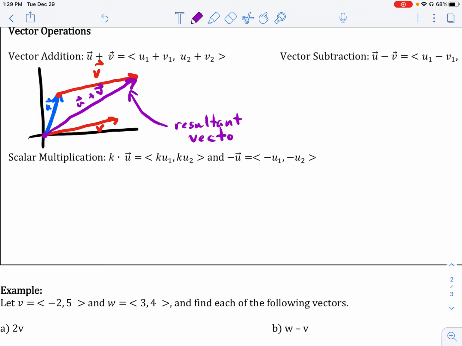Now, vector addition is commutative, meaning u plus v will give you the same resultant vector as v plus u. So what I would do there is I would say from vector v, I'm now going to go ahead and draw vector u. So again, same process. From the terminal point of vector v, I'm now going to draw a vector u. And this vector should have the same terminal point as the other resultant vector. They should all end up in the same spot.